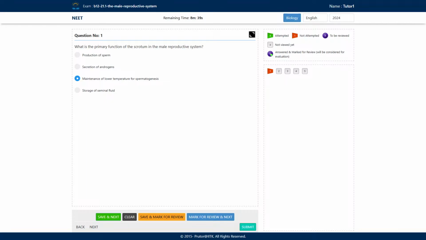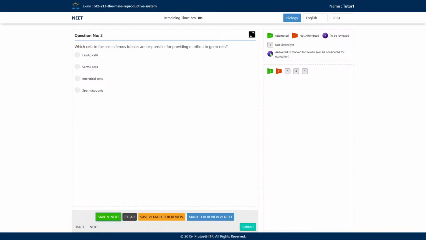Okay, lower temperature is maintained in the scrotum, which is 2 to 2.5 degrees Celsius less than the normal body temperature, so around 35 degrees Celsius.